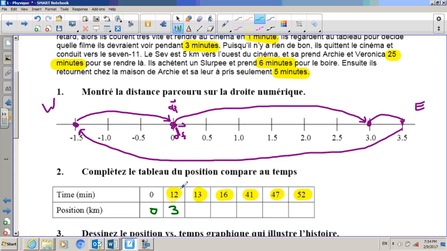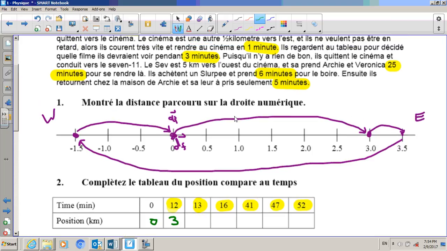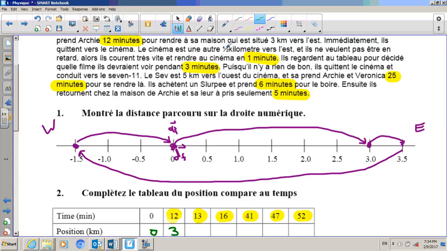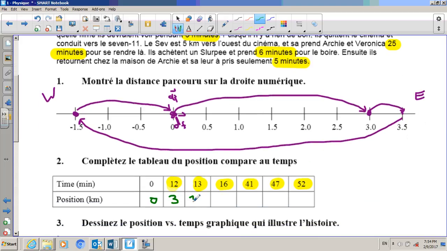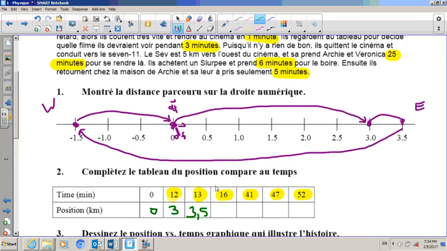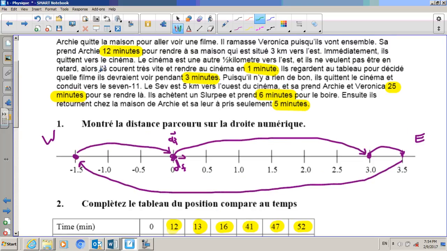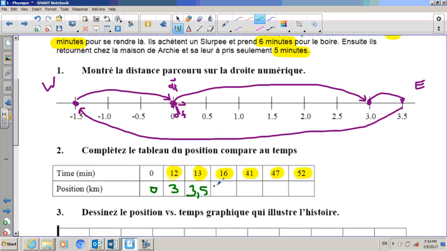So, soit tu peux suivre l'histoire encore, ou tu peux regarder qu'est-ce qui est arrivé ici, right? La droite numérique va nous dire aussi où est-ce qu'ils sont. Ensuite, ils font une demi-kilomètre au cinéma. So, ils seront à 3,5. Et alors, maintenant, qu'est-ce qu'ils font pour 3 minutes? Ils regardent le tableau pour décider quel film. Alors, ils ne sont pas déplacés.